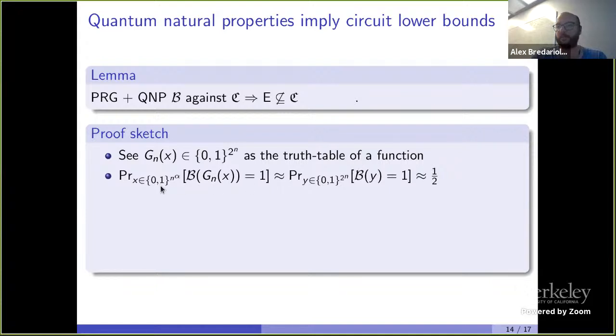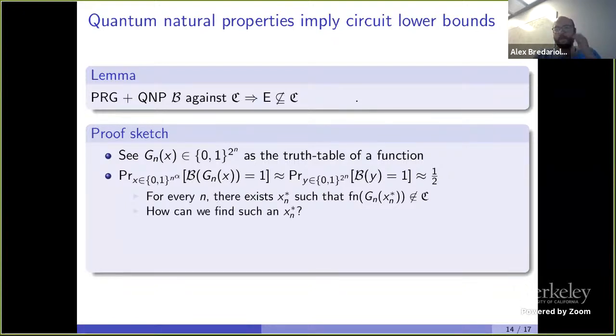And since we know that G is a PRG, any algorithm, including the natural property B, should behave the same if it's given a pseudo-random truth table or a random truth table. Therefore, there exists some input x star such that this function g_n x star is not in the circuit class, because roughly half of these pseudo-random truth tables should fall in the preimage of 1. And the main question is, how can you find such a preimage?